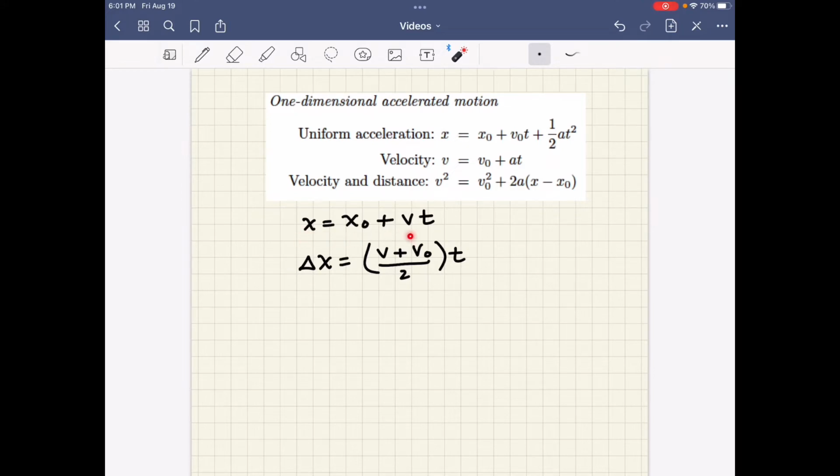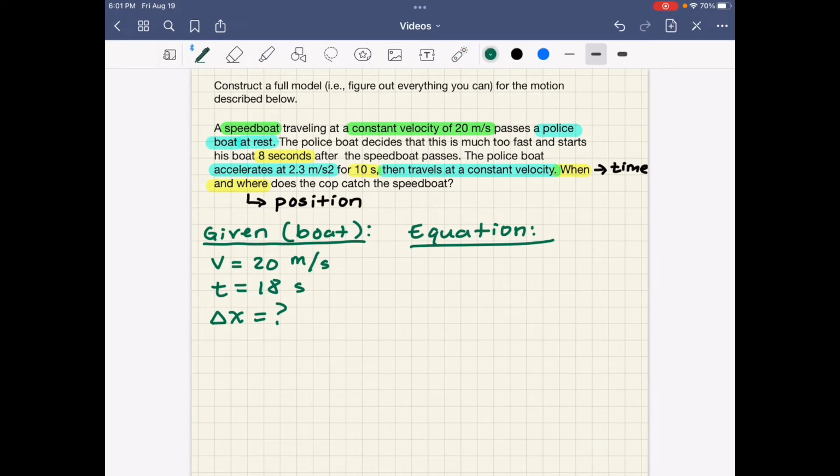We can use one of the bonus ones, right? I said that this one works only when you have uniform acceleration. And at least for the boat, we don't have any. We have to pick this one. And it works, right? You'll see. So now we have x is equal to x naught plus vt. Although it doesn't look like we have displacement, we can get displacement, right? All we do is we know that displacement equals x minus x naught, final position minus initial position. Therefore, we move this one to the left, right?